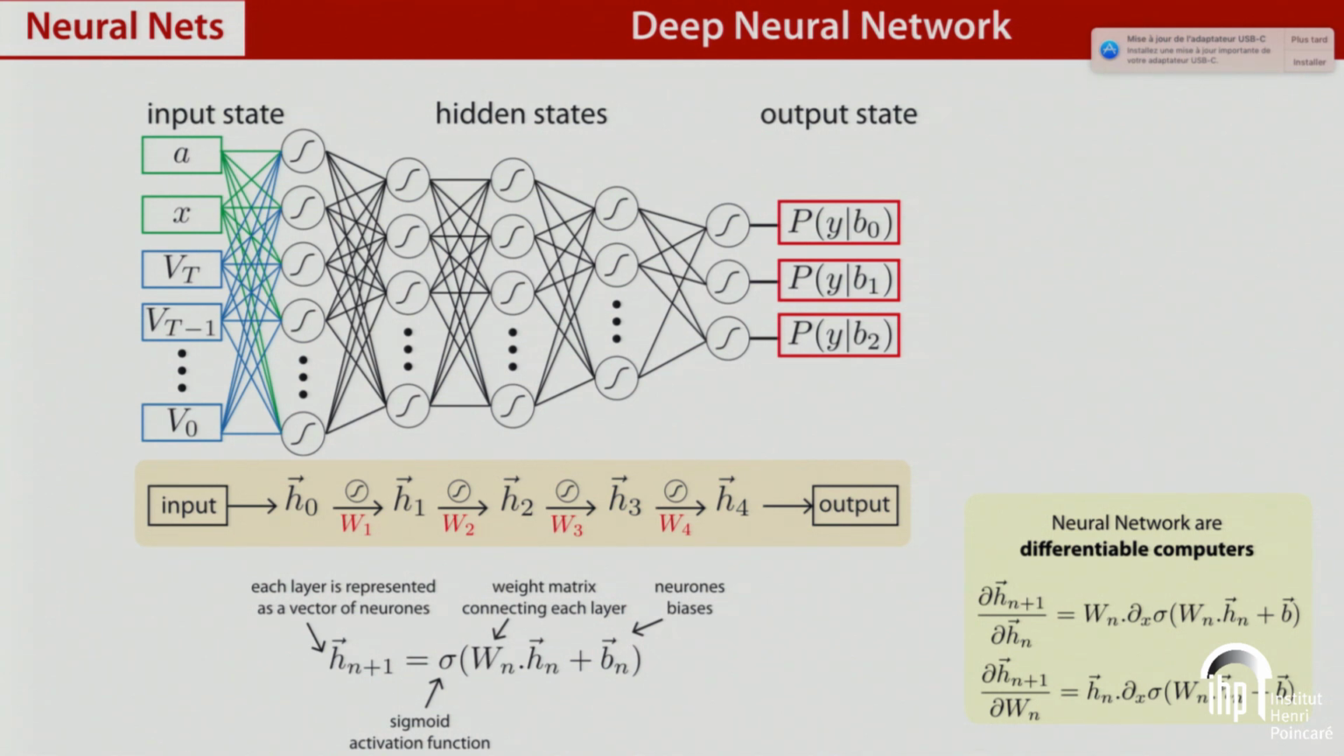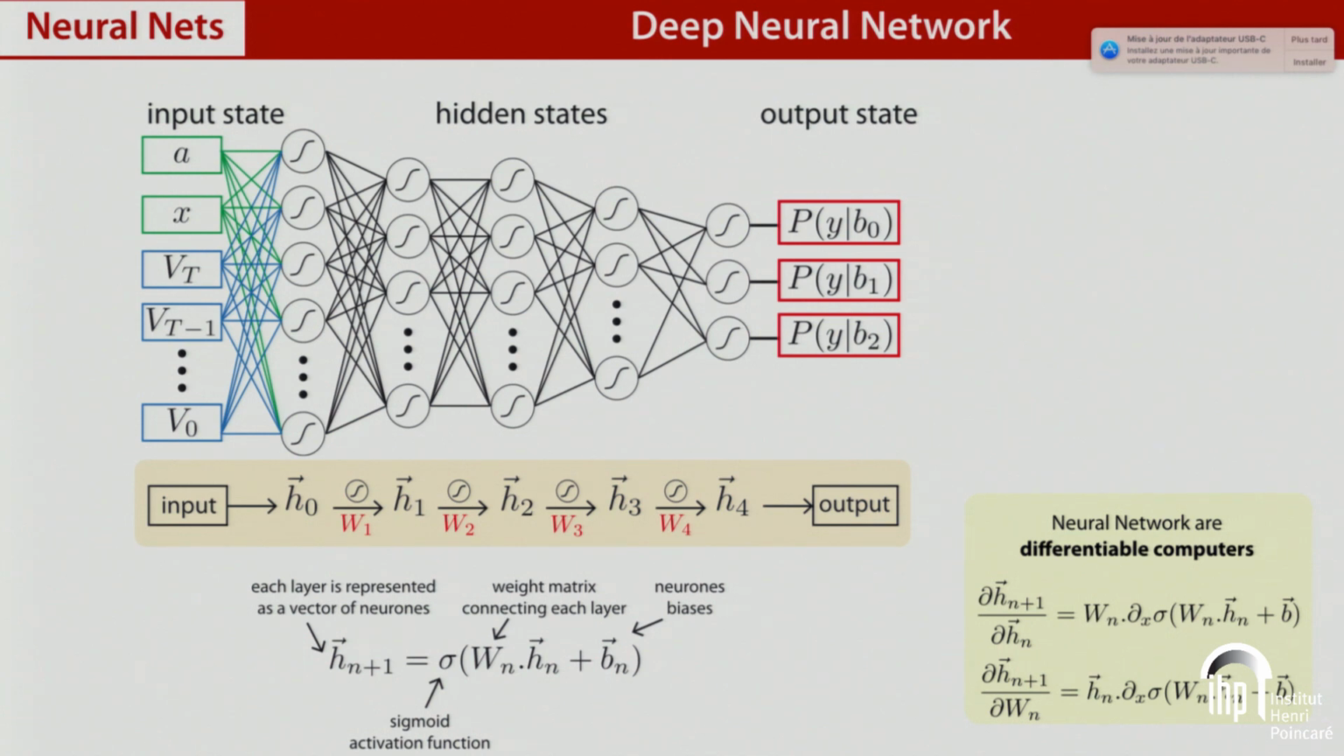Something quite crucial to understand about neural networks is that they are actually differentiable computers. As opposed to a normal gate, here you can differentiate the output of one layer with respect to its input. That's a crucial property for optimization because what you want to do on those weight matrices is to be able to do some gradient descent. So this is a key property of neural networks.